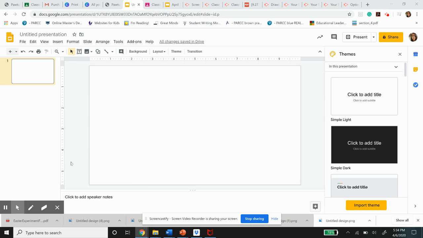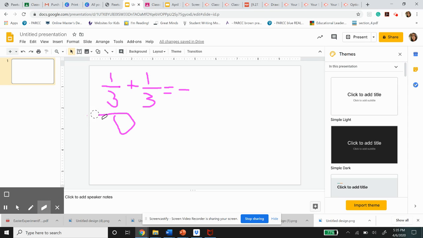Okay, so we were talking about fractions, right? And when we talked about, let's see, 1/3 plus 1/3, we know that the denominators don't change, right? Because if you had a third over here, well, that didn't come out very good, right?